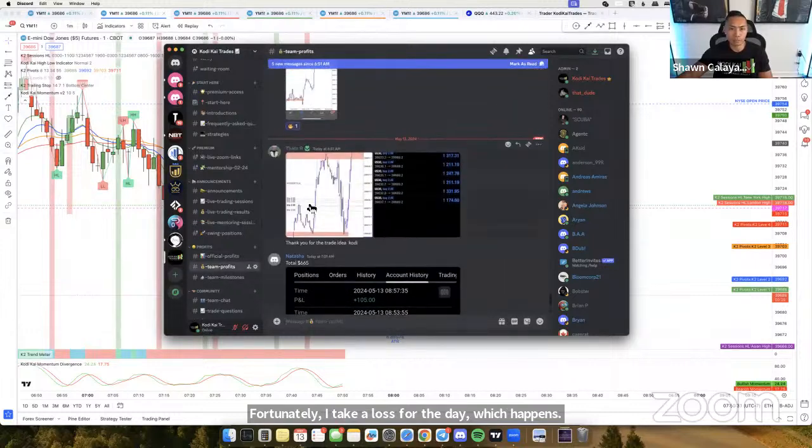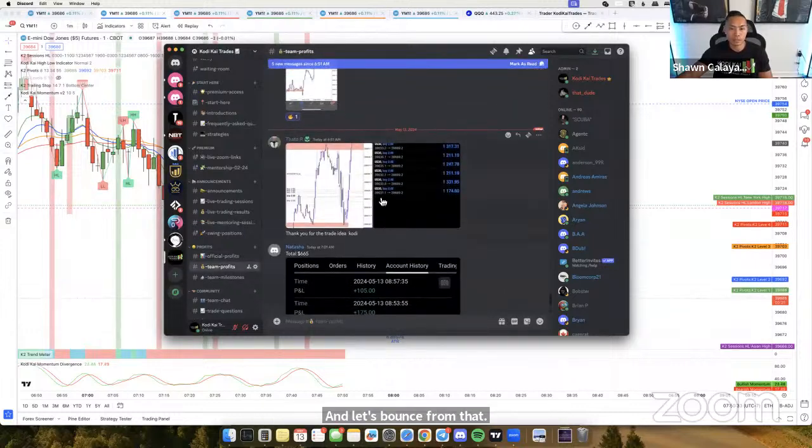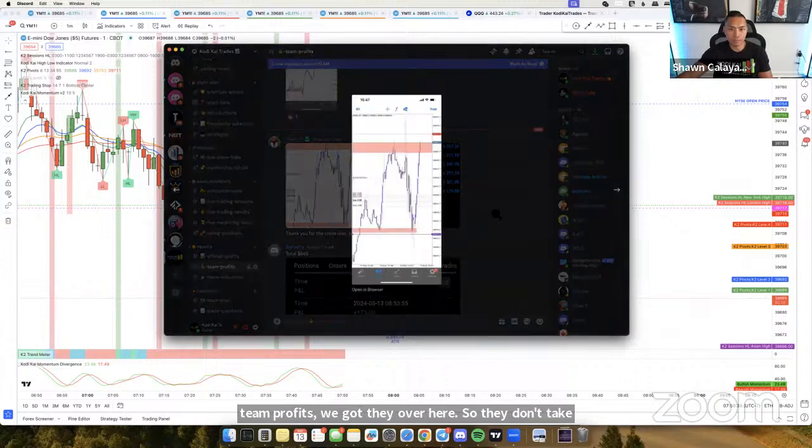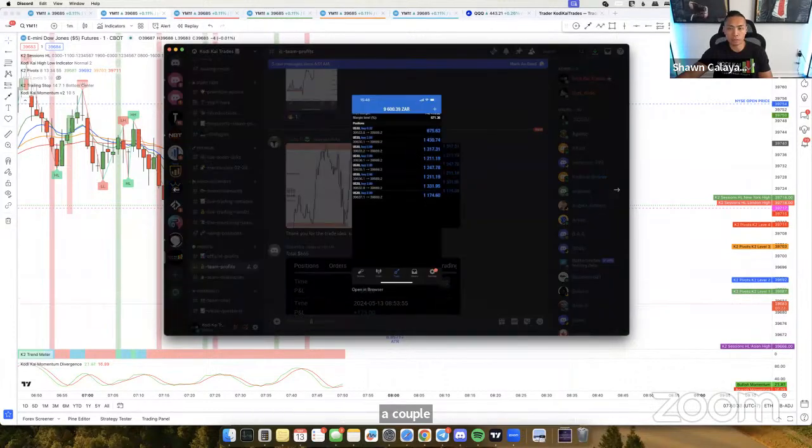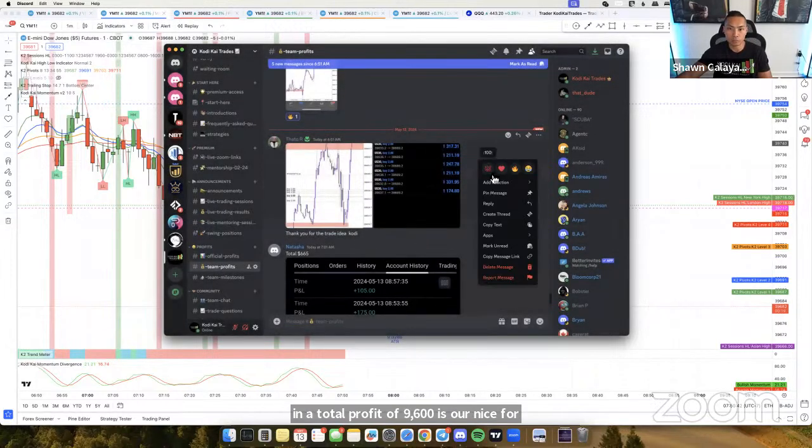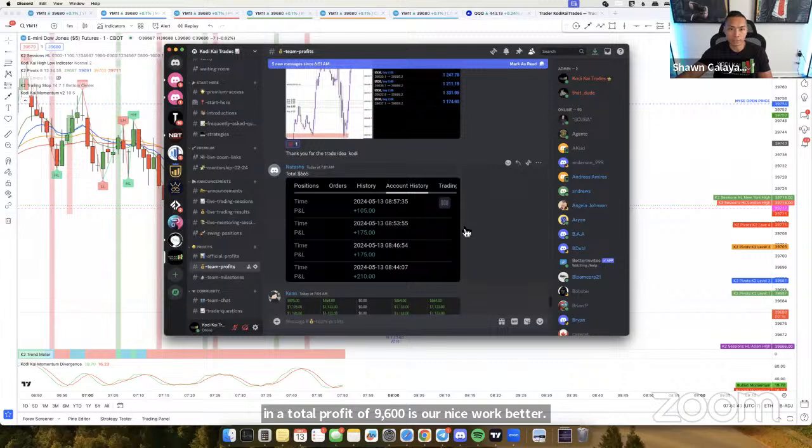Looking over here at our team profits, we got Theta over here. Theta took a couple of buys off the analysis, and he locked in a total profit of 9,600 ZAR. Nice work, Theta. He followed the analysis from today, caught that dip, and then caught the correction back up off the support level.